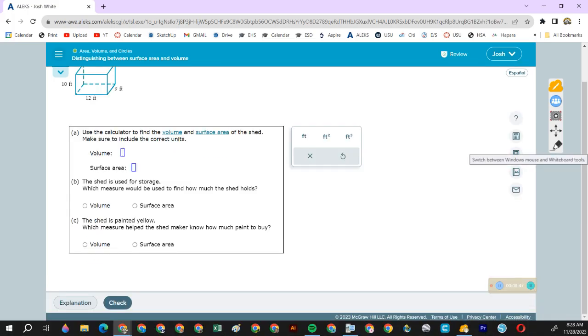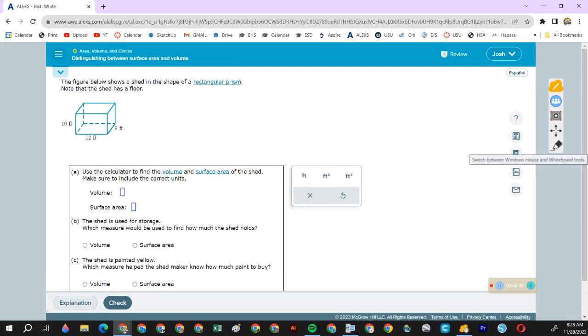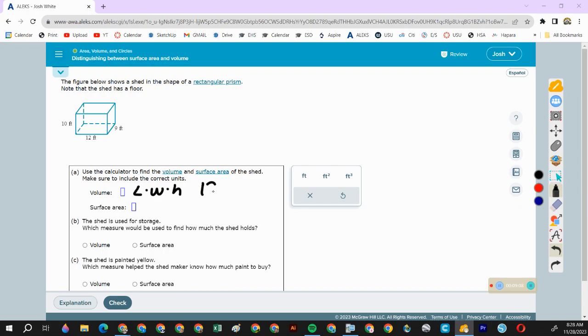So, distinguishing between surface area and volume. So here we have a shed that's shaped like a rectangular prism, and the shed does have a floor. What is the volume of the shed? So volume is going to be length times width times height, or 12 times 9 times 10, and that's going to be in feet cubed, because it's a volume.